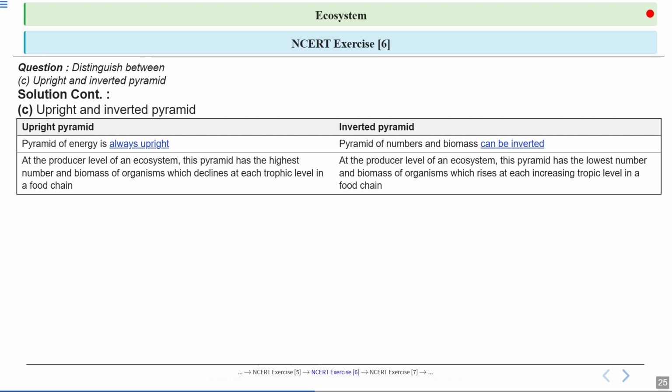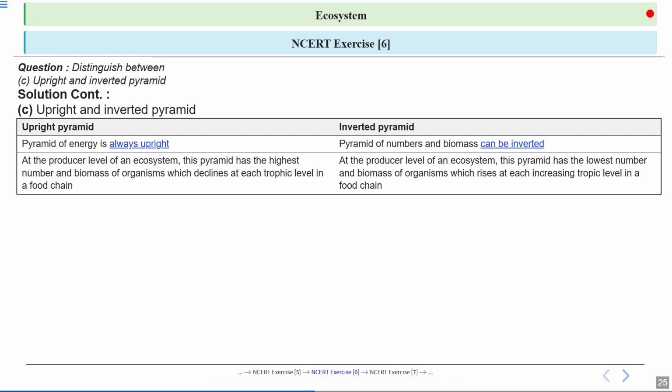Okay. Now the pyramid of number and pyramid of biomass, in some cases they can be inverted, but the pyramid of energy is always upright. The pyramid of number can be inverted in the case of a parasitic food chain, and the pyramid of biomass is inverted in the case of a marine ecosystem. Here, the pyramid of energy is always upright because when energy is transferred from one trophic level to another trophic level, there is an energy loss and only 10% of energy is transferred to the next trophic level.